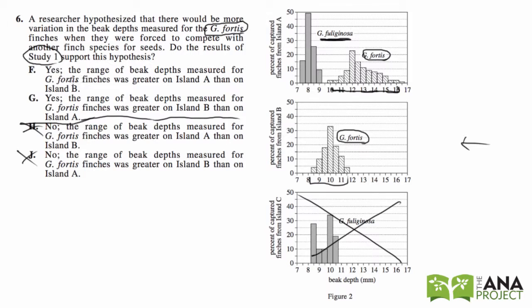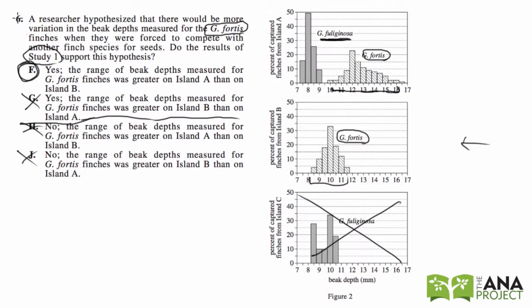Now the second part differs. The range of beak depths measured for G. fortis was greater on island A than on island B. That's right. G says the opposite. The range of beak depths measured in G. fortis was greater on island B than on island A. That's clearly wrong. So the right answer is F. And that concludes the science practice portion for the bird science section.